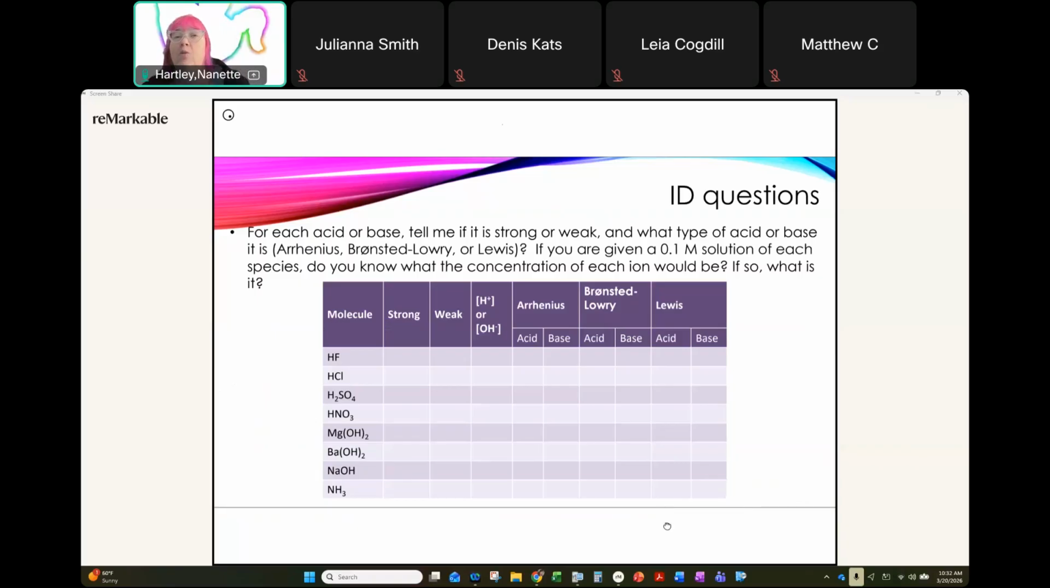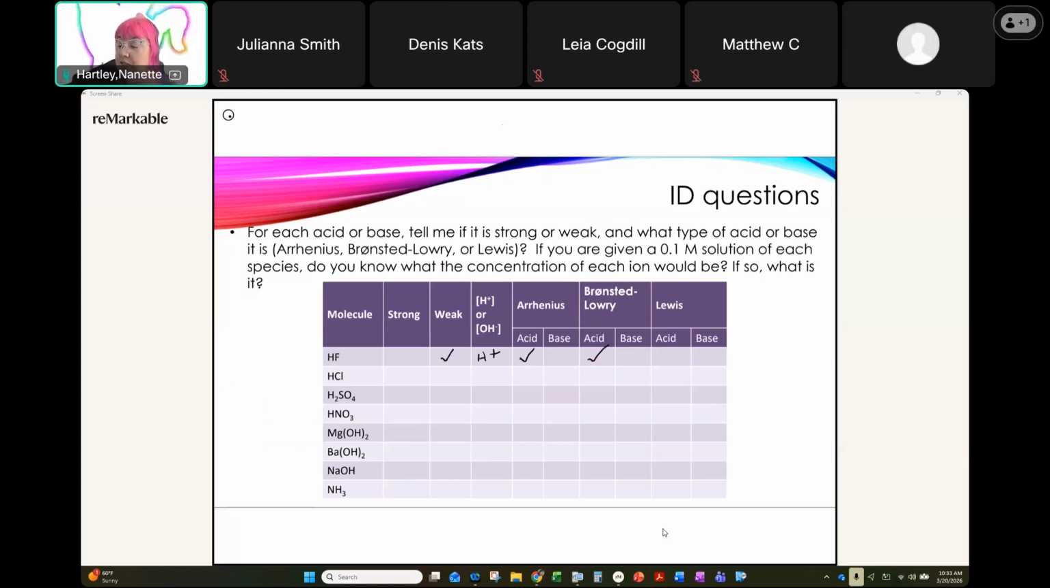So when we talk about HF, is HF a strong acid or a weak acid? It's a weak acid. Yeah, weak. And it's a weak acid because it has a really short little bond, so it's very hard for it to come apart. Now, when it does come apart, I do get an H plus that comes into solution. And therefore, by definition, it's an Arrhenius acid. It's a Bronsted-Lowry acid, but it does not fall into either of these categories by definition.